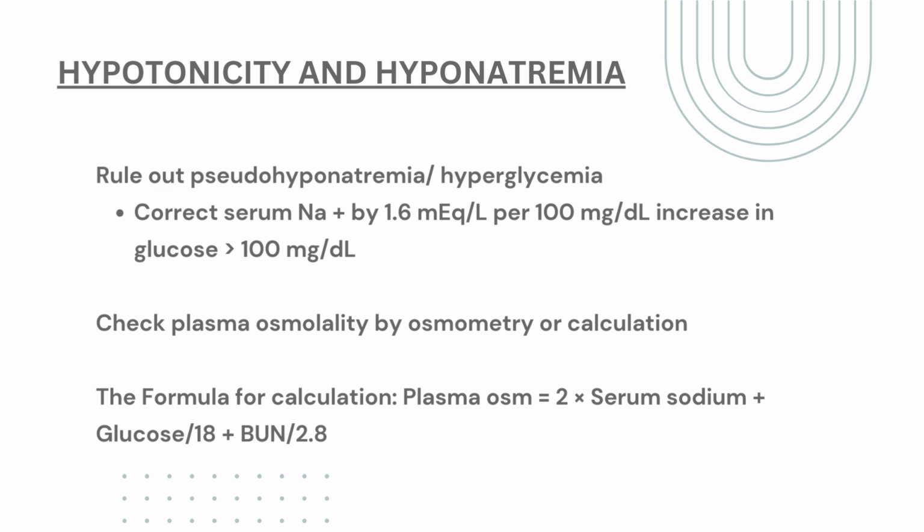We can properly measure the sodium and the tonicity by using ion-specific electrodes and directly measuring the tonicity of our plasma. To correct sodium level for hyperglycemia, we have to add 1.6 milliequivalents for every 100 milligram per dl rise in glucose level over 100 milligram per dl. The correct formula for calculation of tonicity of our plasma osmolality is 2 multiplied by serum sodium plus glucose divided by 18 plus BUN divided by 2.8.